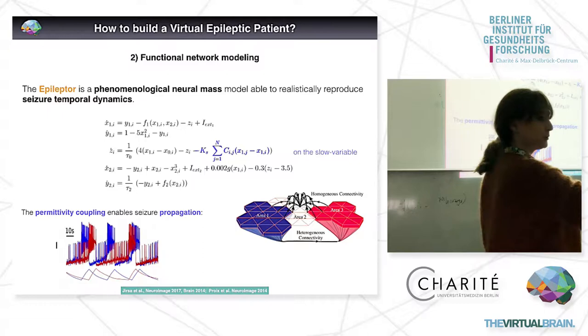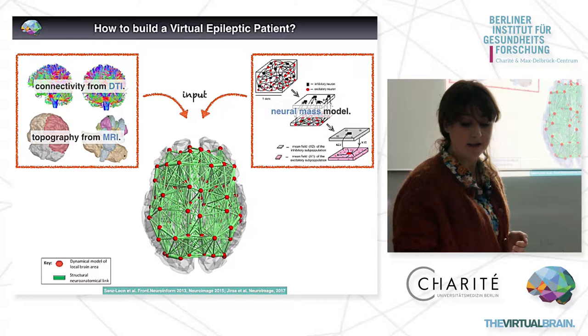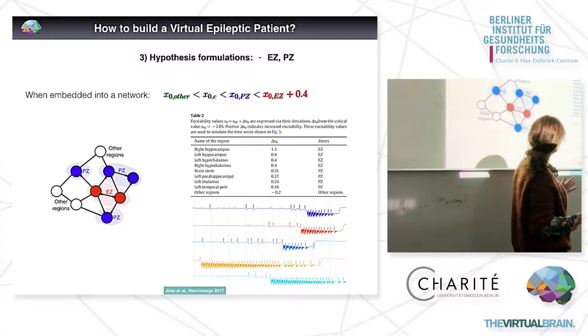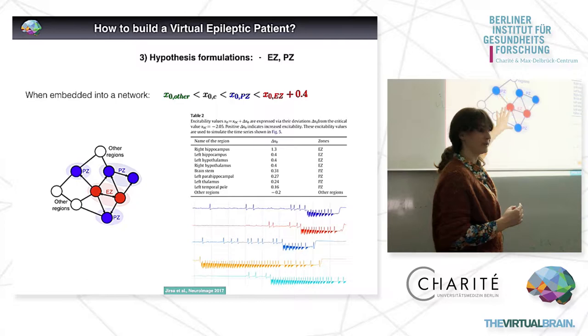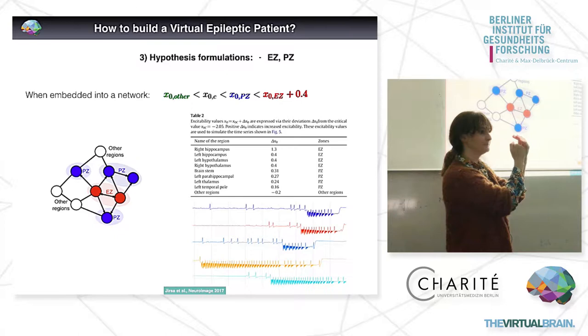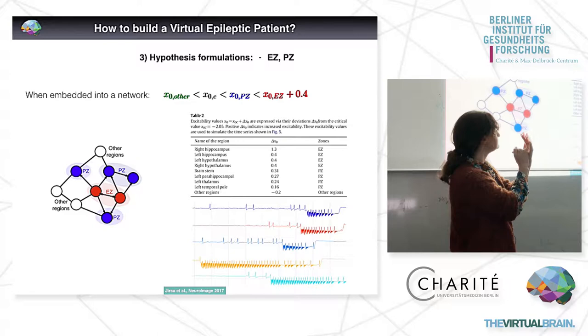Okay, and we can include the clinical hypothesis in our model. So for example, for these patients, if you remember, for the simple seizures and the complex seizures, the seizures start in the right hemisphere, in the right hippocampus. So they put an excitability value, an X0, very high, just above the bifurcation. Minus 2.